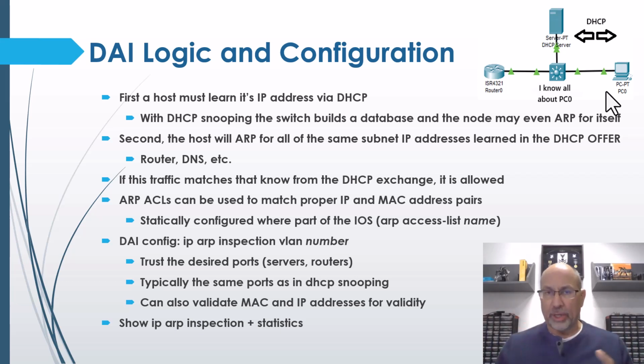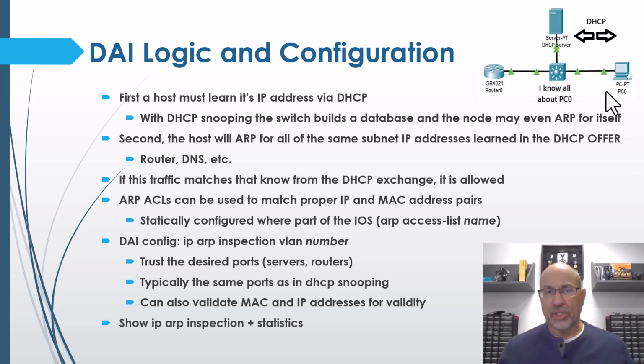Now, if all of that learning, all of the traffic coming from PC0 in this case, and all of that ARP traffic matches what the switch sees in the DHCP snooping binding table, then everything's allowed. If anything's out of whack, then the switch will not allow it. So this happens again on untrusted ports. And if you wanted to statically configure ARP ACLs, to statically configure the IP MAC matching, you could do that too. But usually the DHCP binding table is enough.